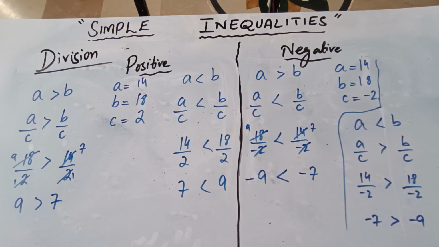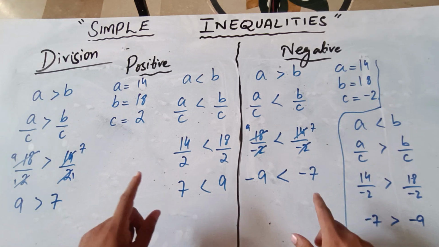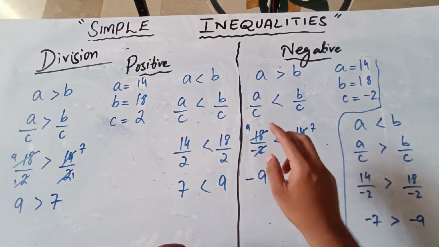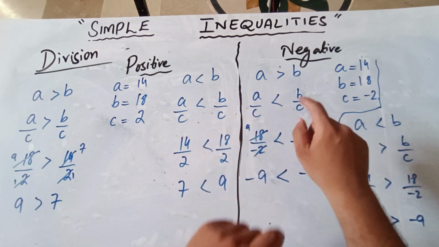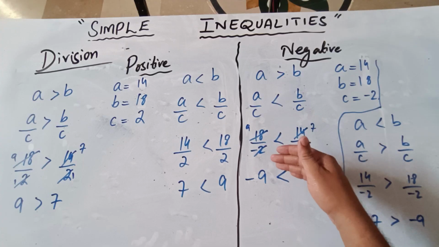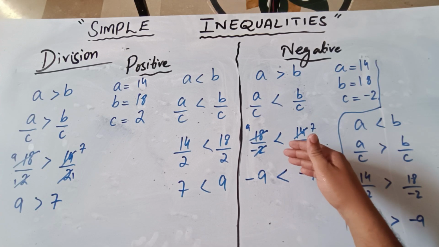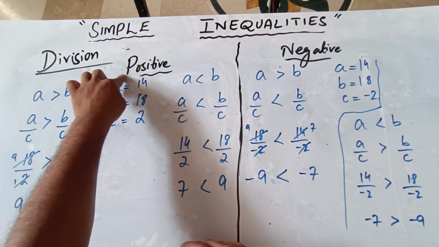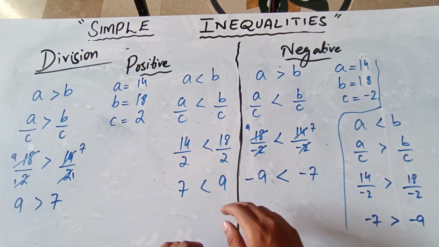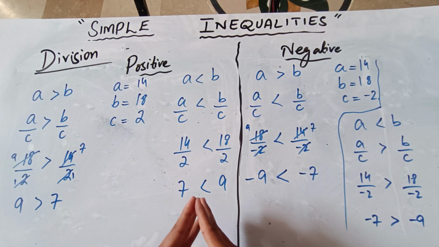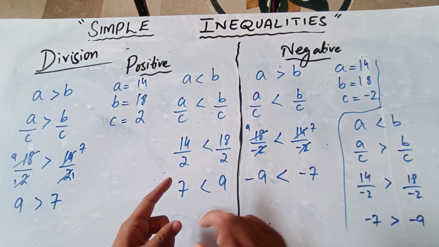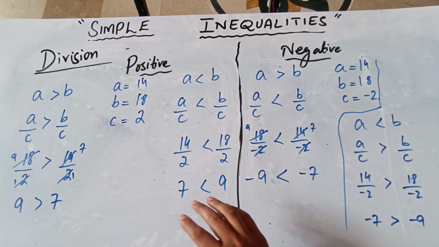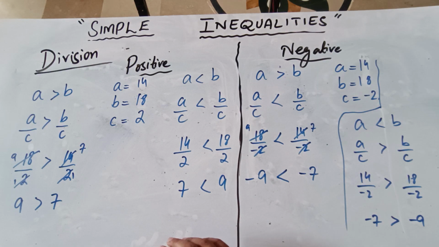So I hope you have understood that if we are dividing or multiplying both parts of the inequality by a negative number, the inequality sign will be reversed. But if we are multiplying or dividing both parts of the inequality by a positive number, the inequality sign will remain the same. So I hope you understood all the concepts, all the properties of the inequality. In the next video, we will learn how to solve the inequality and show the solution on the number line.